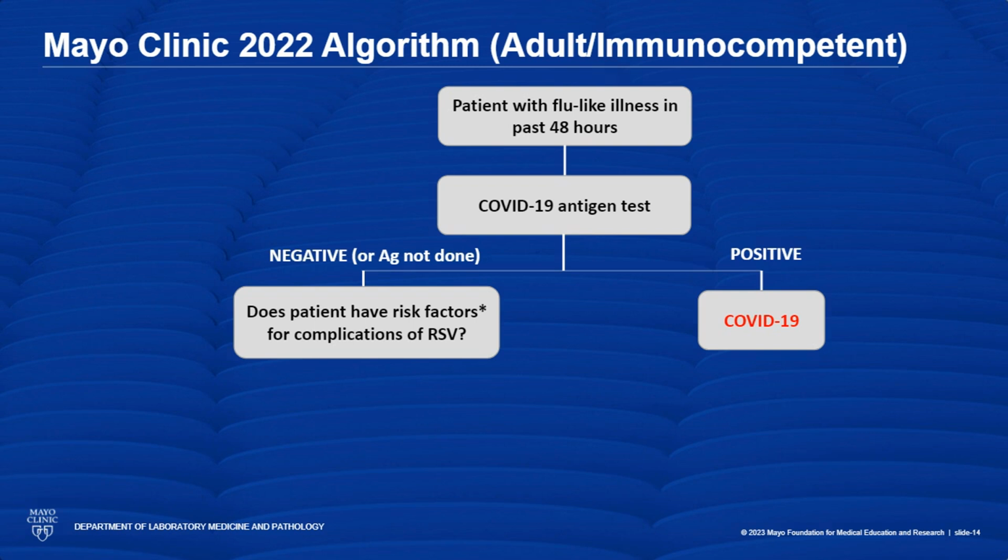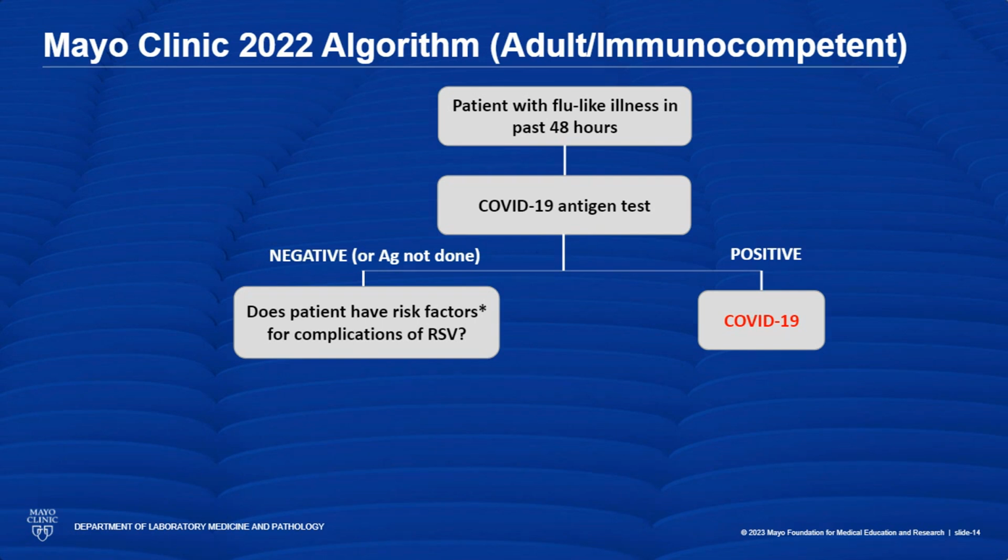If the COVID-19 antigen test was negative or they didn't have access to an antigen test, the question that would be asked is, does the patient have any risk factors for complications of RSV? So are they immunocompromised? Do they have cancer? Are there factors in place that might, again, place this individual at a higher risk for severe RSV disease?